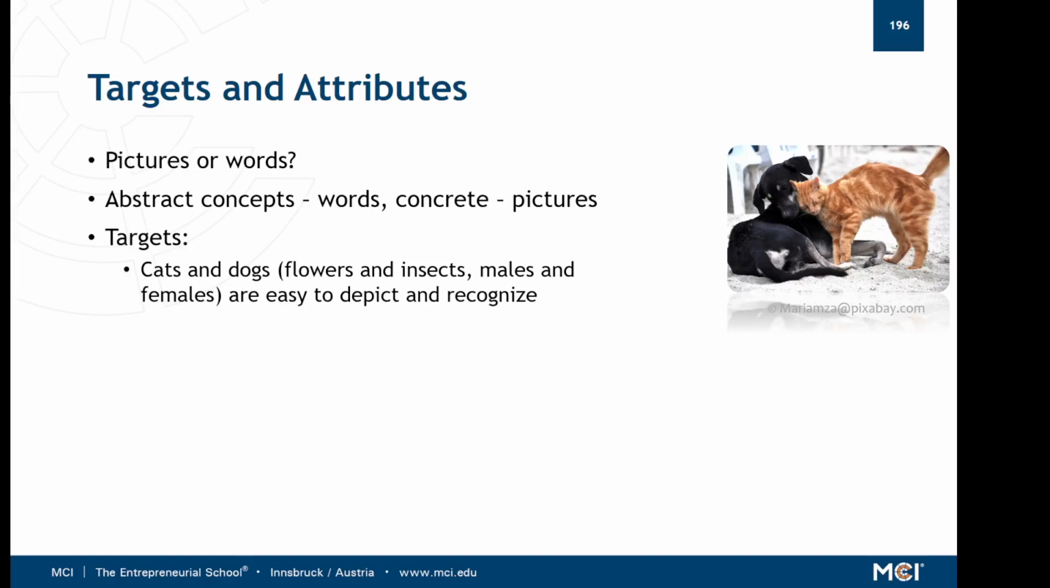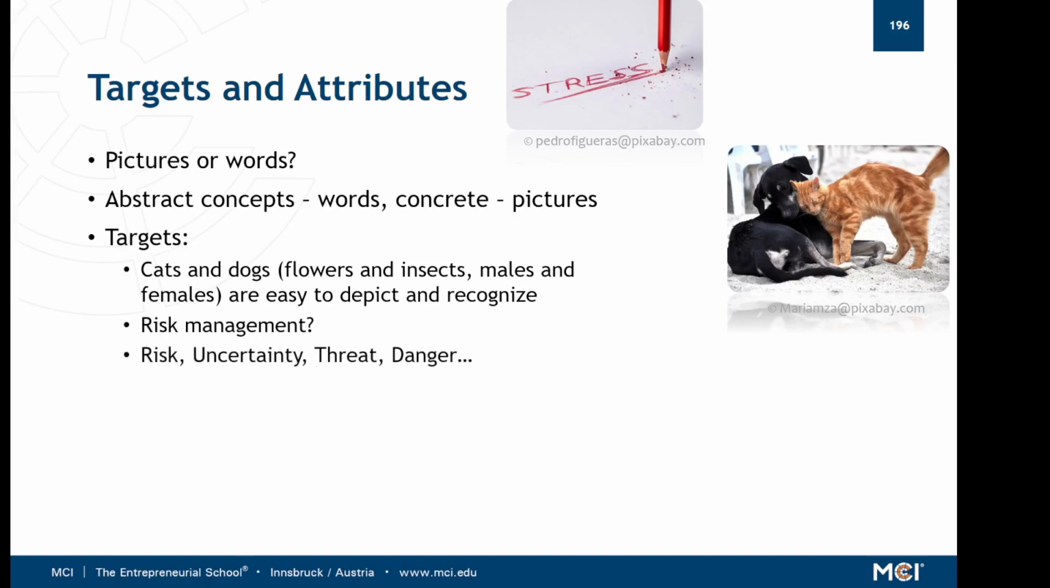The targets, cats and dogs, can be also flowers and insects, males and females. They're easy to depict, as you can imagine. And the words like stress, for example, levels of stress, or the emotions, or risk management, we talk about the risk. It's very hard to find a picture for something risky. There will be pictures that are mostly associated with riskiness, but again, it's very hard to find. That's why it's better to use words. The same relates to uncertainty, to threats, dangers, and so on. So it's better in this case to use words.